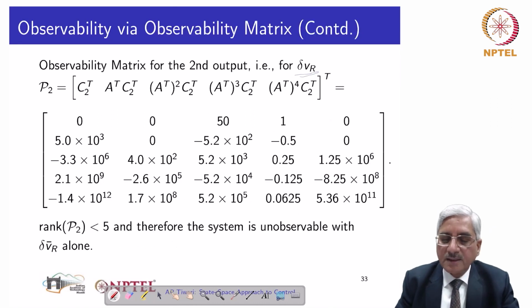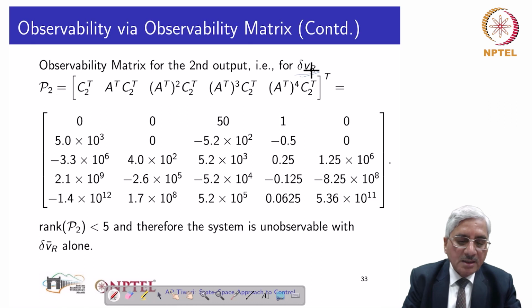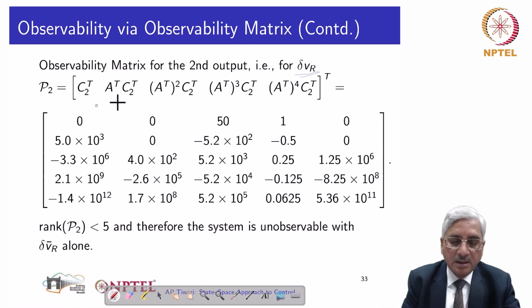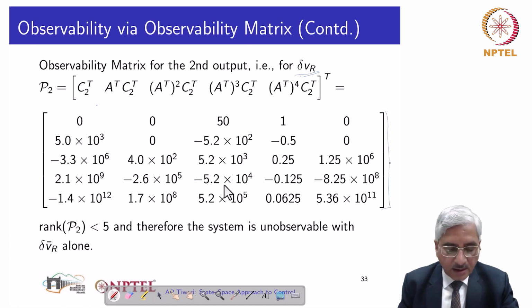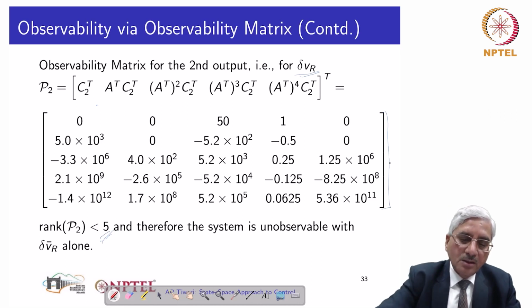We consider the second output and again assemble the observability matrix like this, and we see that the rank of this matrix is less than 5. When we evaluate, we find that it comes out less than 5, essentially due to numerical errors. So the system is not observable with one output, not observable with the second output. Together, what is the situation?